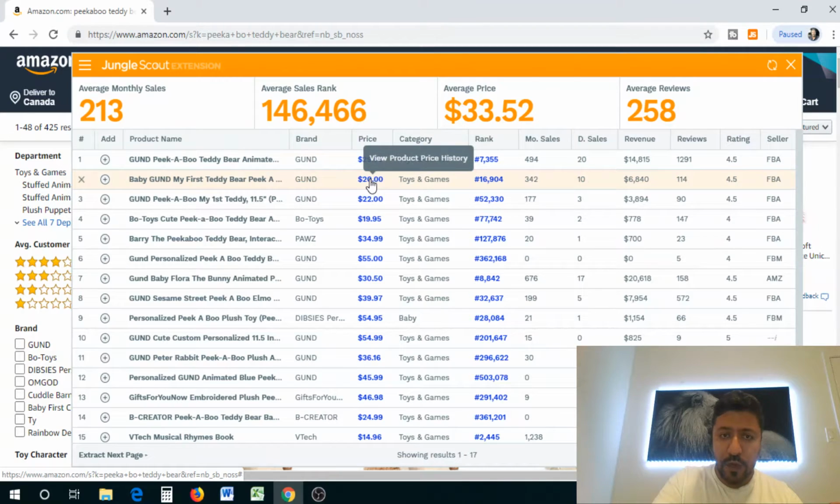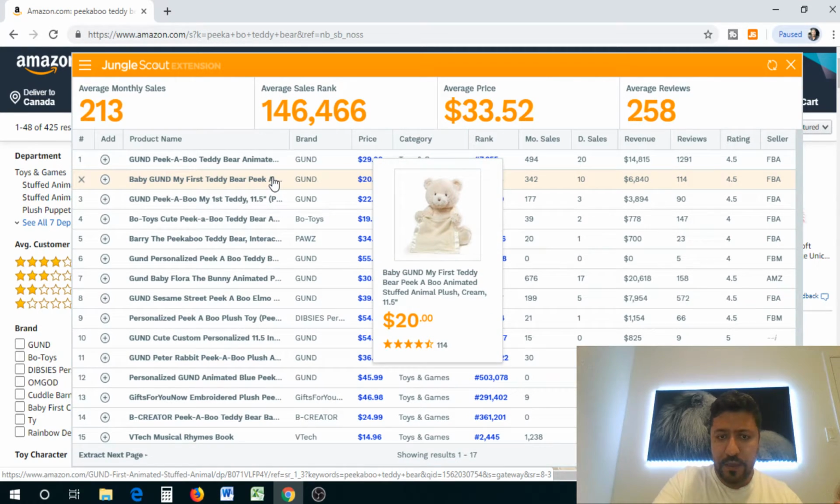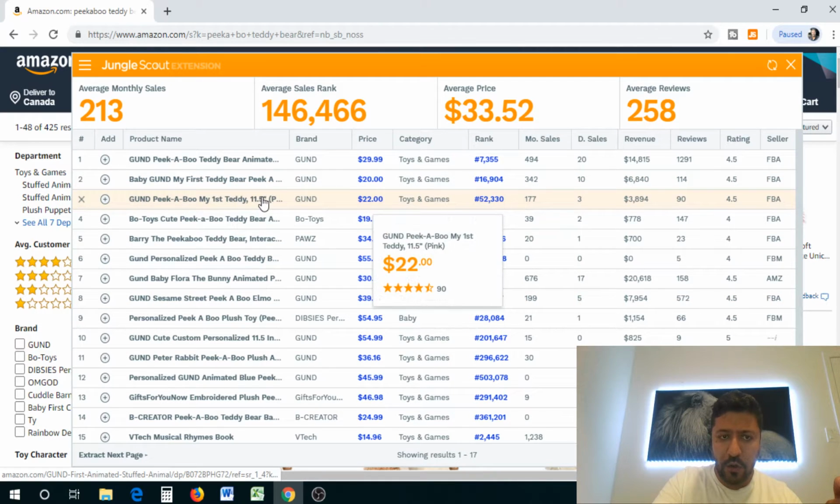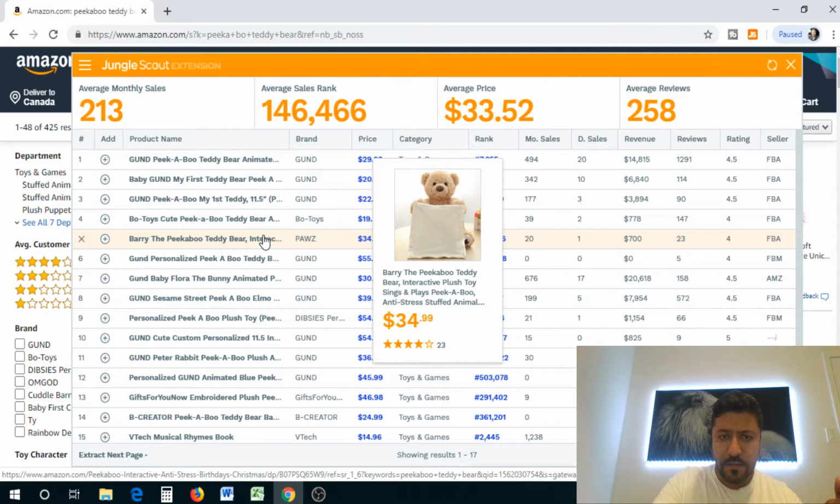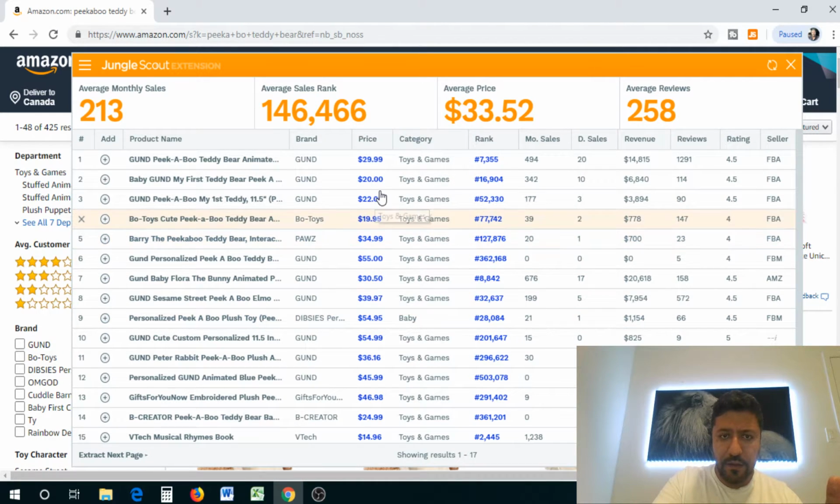There is one here. Let's take a look at the picture. Okay, this one is about $20, so that's on the lower end. This is $22. Okay. This one is a bit higher, $34. So I'm gonna go not too high, but not too low either. I'm not gonna go below 20. So I'm gonna go for $24.99.